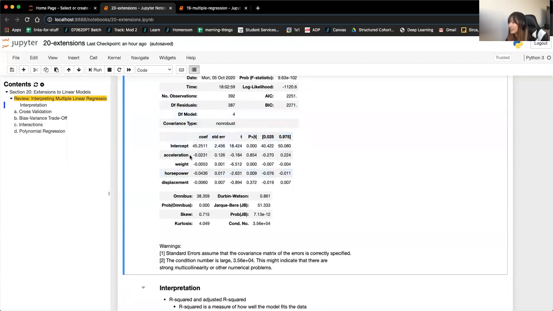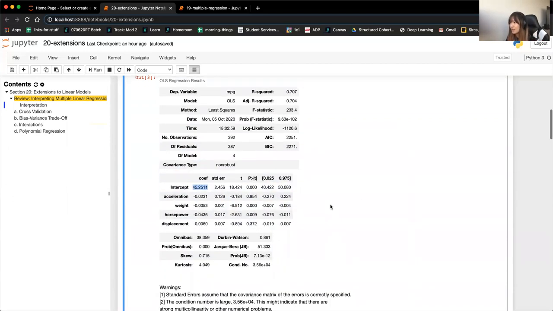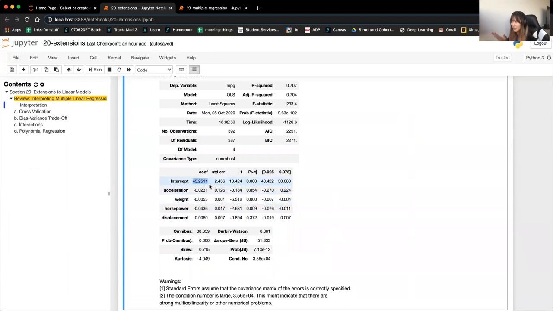Next is this table, and this table has a lot to unpack. First, the coefficients. So coefficients, you have 2 different coefficients. First, you have your intercept, and then you have your independent variables. For the intercept, a 45 for your intercept coefficient is basically saying that when all your independent variables are at 0, miles per gallon is at 45.25 miles per gallon. And whatever the unit is, you have to make sure that you're remembering that.